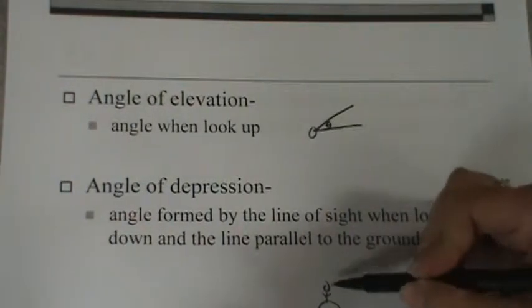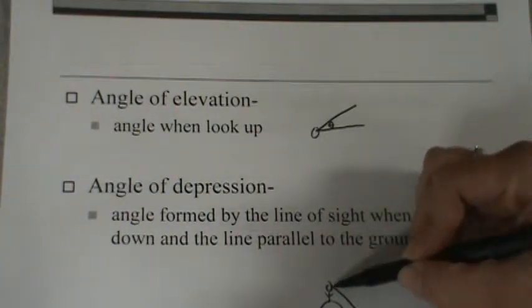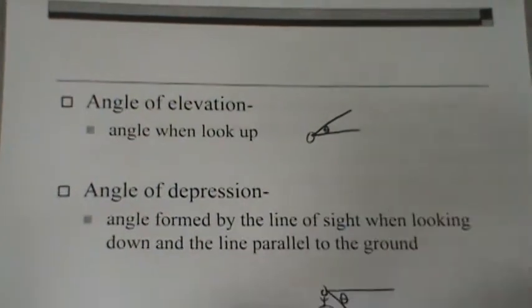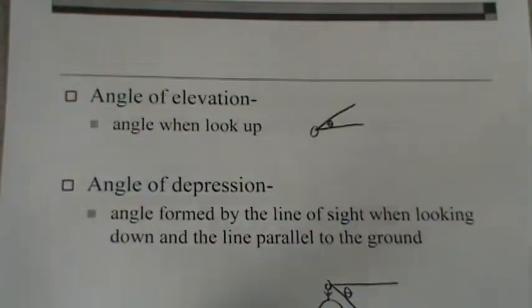Angle of depression is like if you're up on a hill, and here's you, and you are looking down. Again, you're going to have a line that is parallel to the ground, and then that angle formed there is your angle of depression.